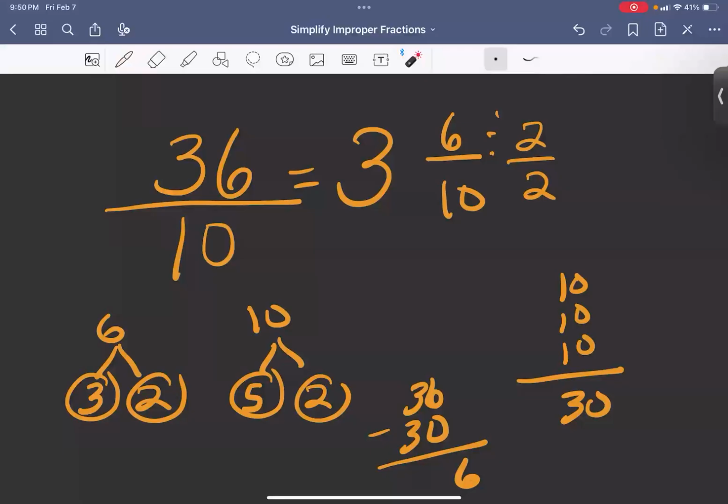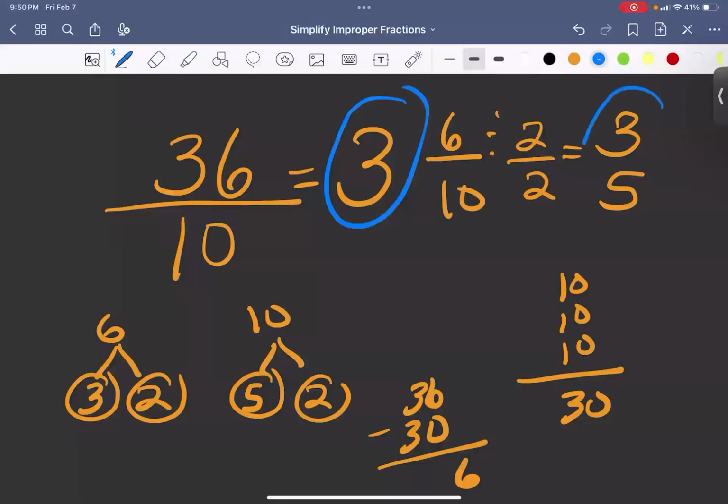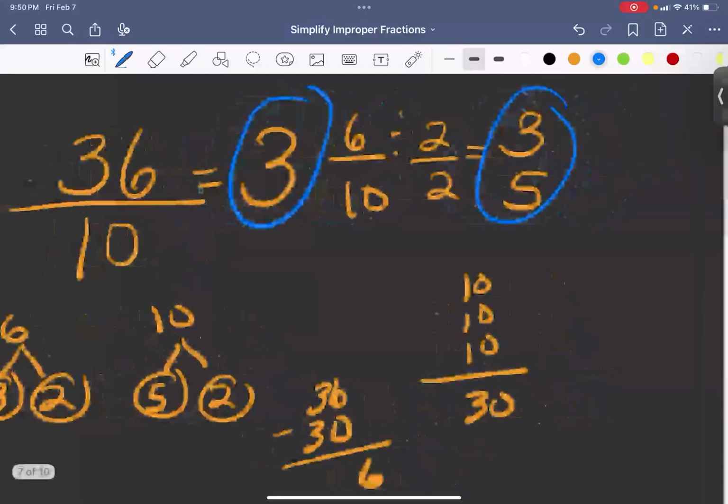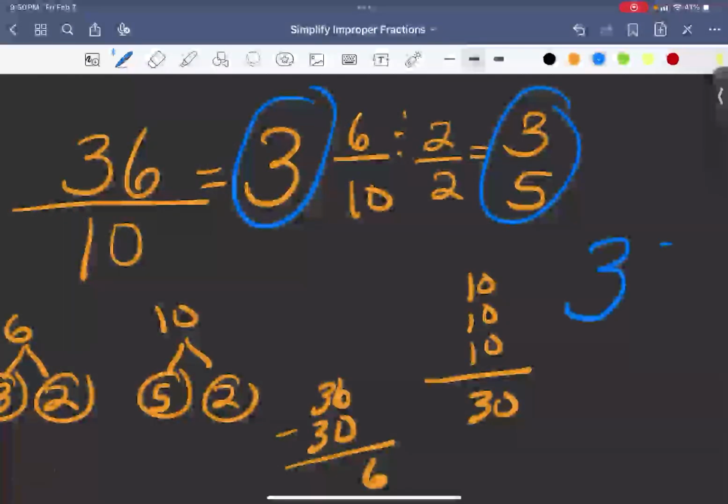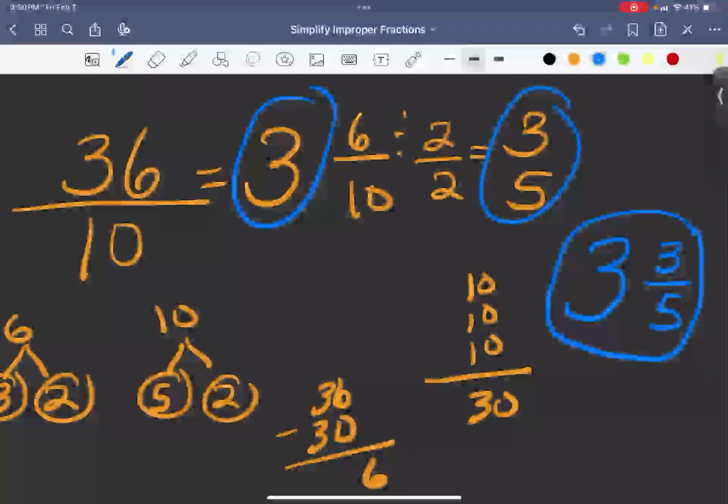So 6 divided by 2 is equal to 3. And 10 divided by 2 is equal to 5. So we have 3 and 3/5. And so if we put it all together, we get 3 and 3/5, which is our final answer.